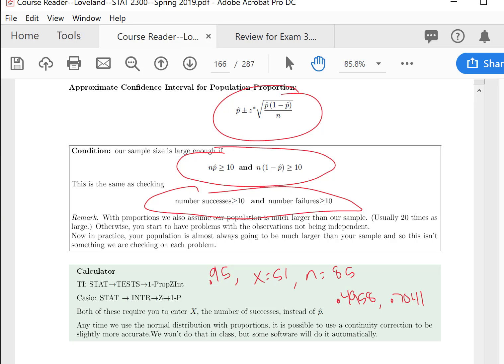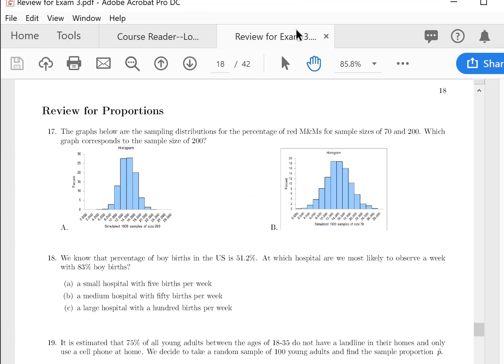Now, to check my number of successes: my success was 51, which means my failures, or people that said no, would have been a total of 85 minus 51, which is 34. So 51 is at least 10, and 34 is at least 10. So we're good, we can use this interval and the calculator.